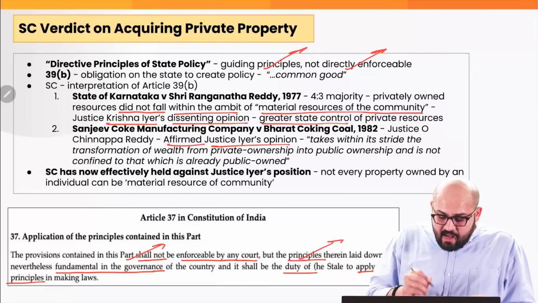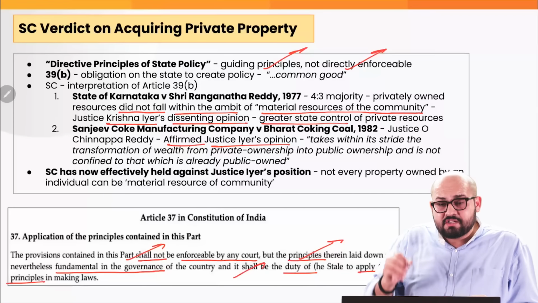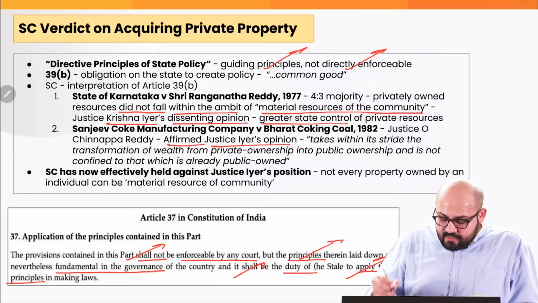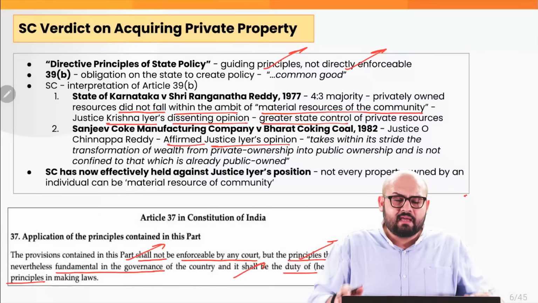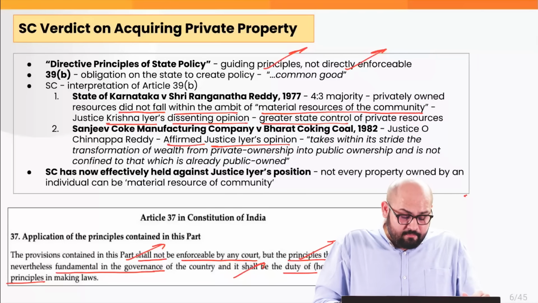But these principles are nevertheless fundamental in the governance of the country. And it shall be the duty of the state to make sure that they apply these principles while making any law, right? So this is a very important article which signifies the importance of directive principles.